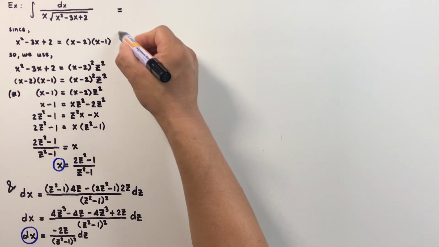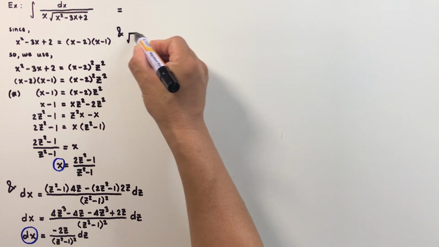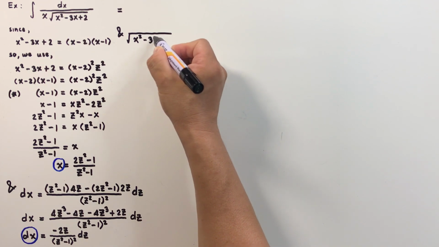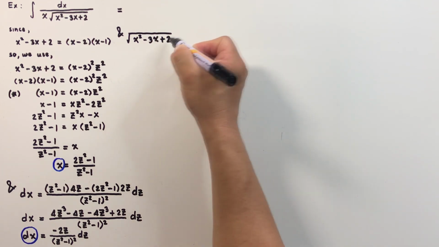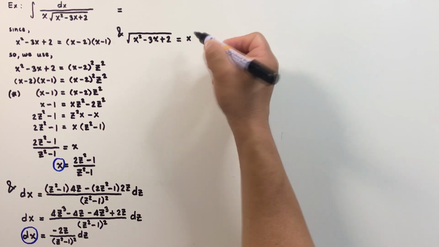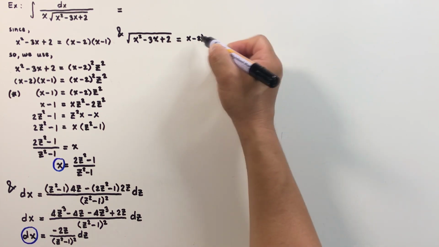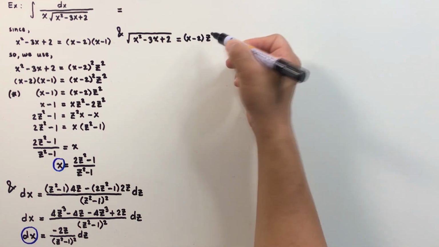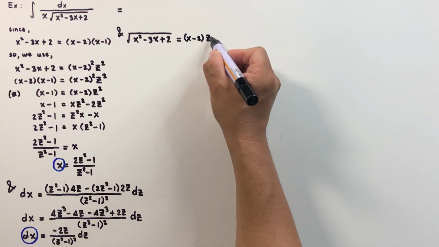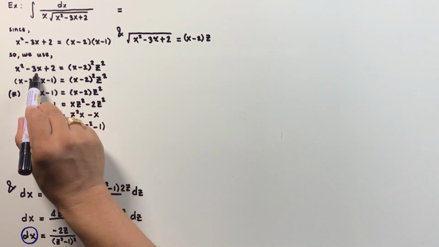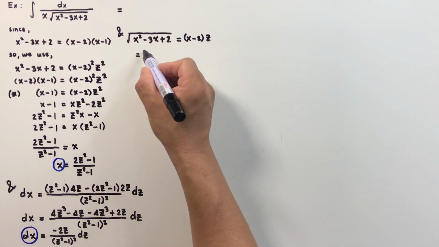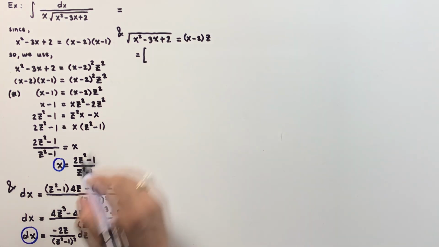So we'll find the representation of the square root of x squared minus 3x plus 2. This is just equal to (x minus 2) multiplied by z, from this substitution, when you take the square roots of both sides of this equation. So substituting the value of our x, which is this one here.